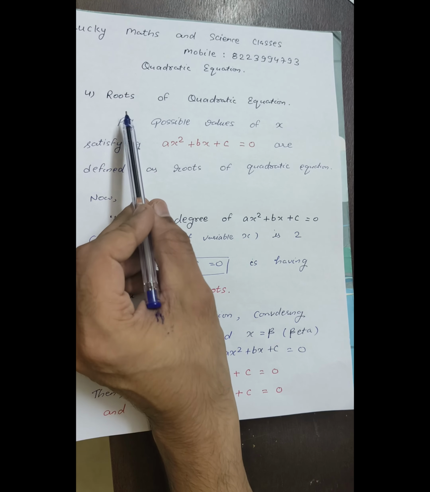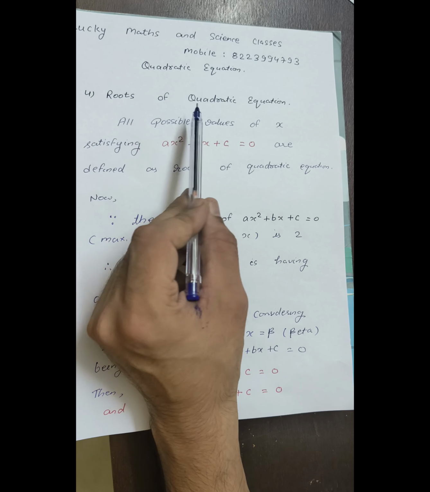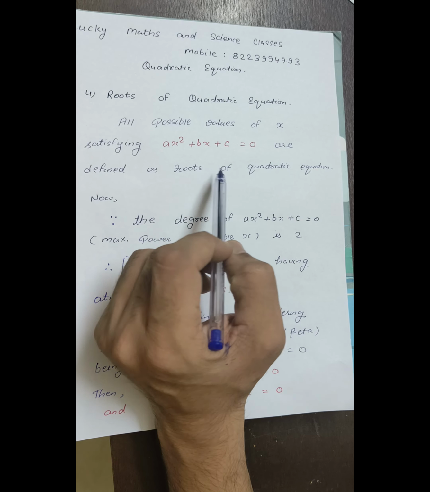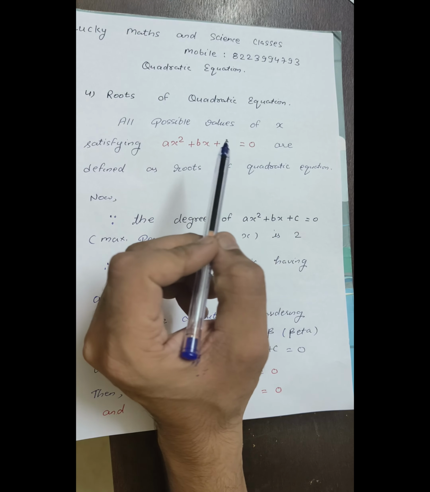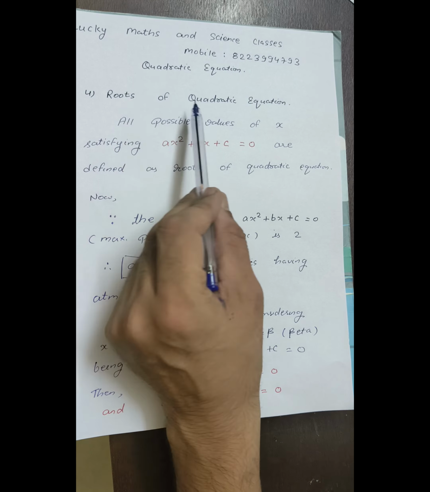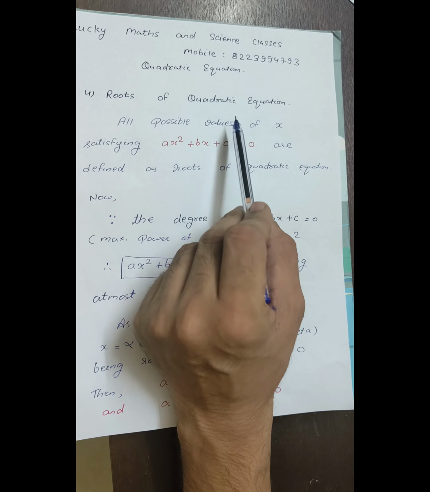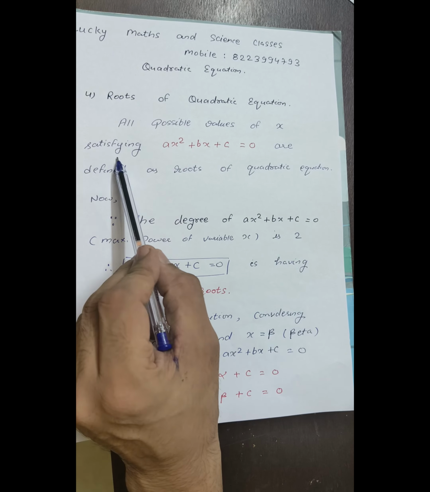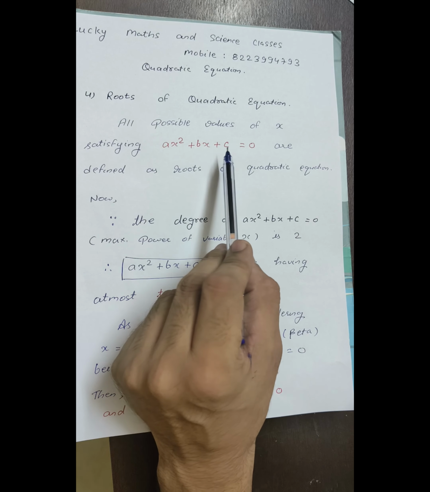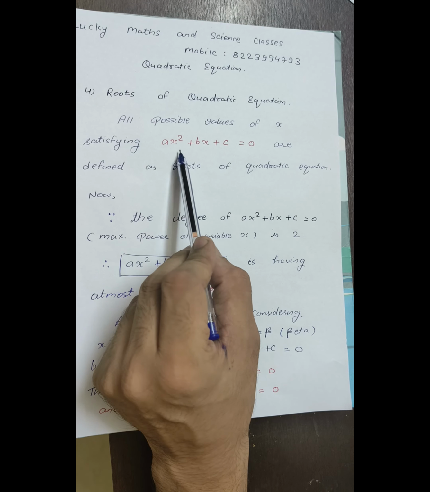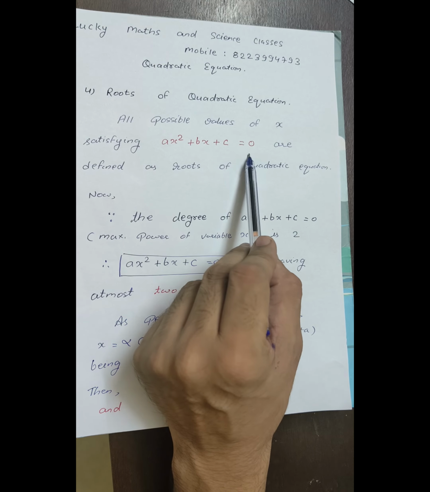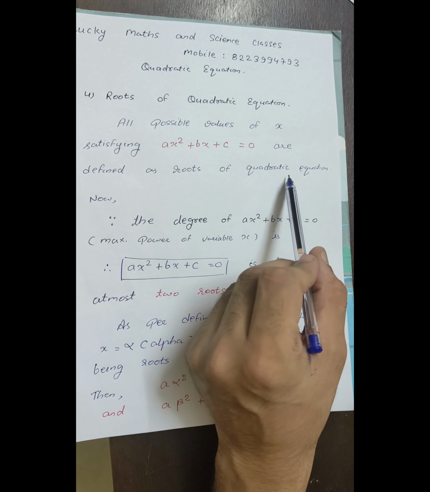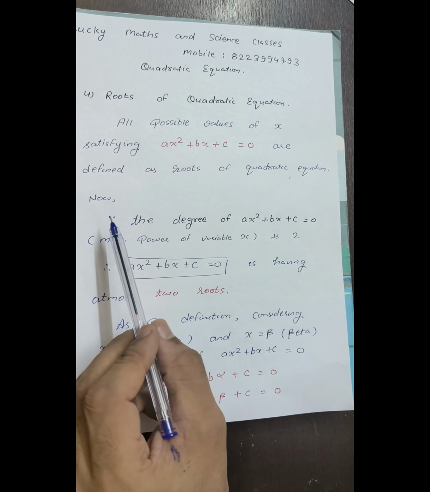Now, the fourth topic is roots of quadratic equation. In this, we have to see what is the actual meaning of roots of quadratic equation. All possible values of x satisfying a standard quadratic equation ax square plus bx plus c is equal to 0 are defined as roots of quadratic equation.